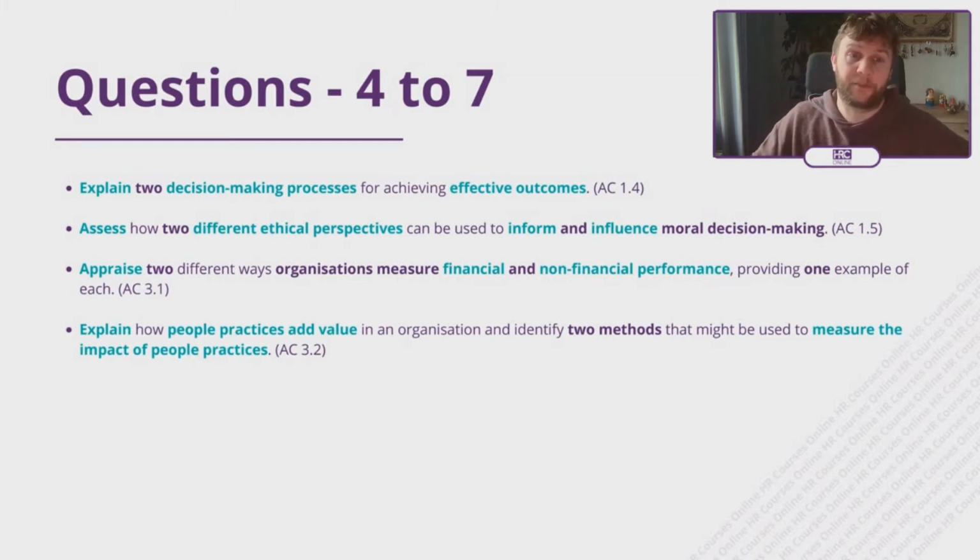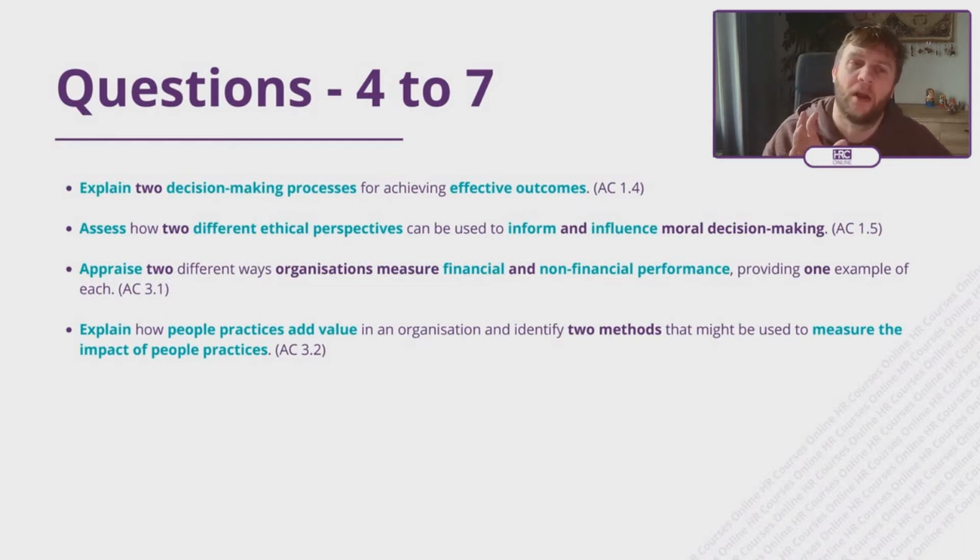So explain. Really simple, 2 decision-making processes for achieving effective outcomes. So a decision-making process may be a pros and cons list. How does that do an effective outcome? A decision-making process may be a vote. How does that create an effective outcome? So explain 2 decision-making processes. Tossing a coin, is that an effective outcome? Probably not. Whereas if you do a decision tree, if you do a cost benefit analysis, if you do something in terms of savings and stuff like that, then that probably does have an effective outcome.